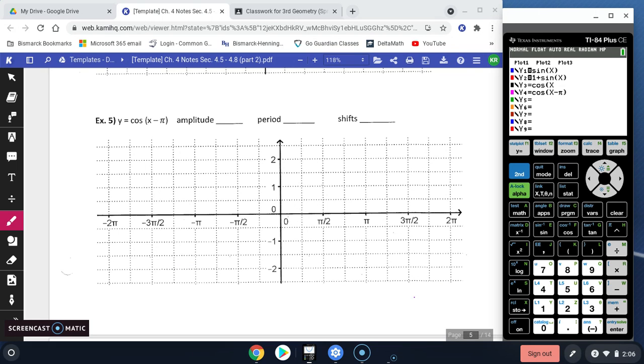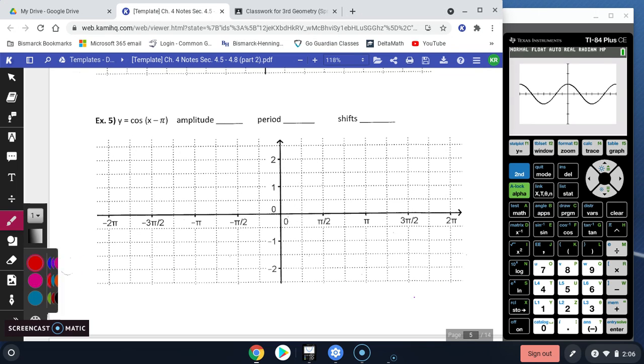Okay, so this one is a cosine equation. So we're going to start with the cosine. All right, again, the parent function. If you don't want to do the parent function, that's fine. Again, it kind of helps me.